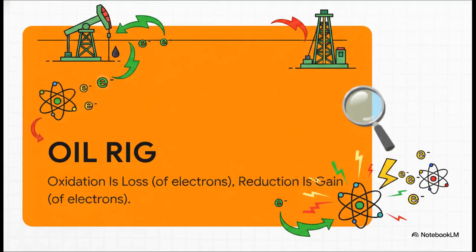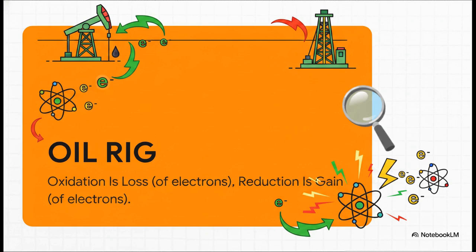So, this first half of our journey is entirely about movement. We're talking about electrons actively jumping from one element to another to create energy. Now, to keep this straight, you really only need to remember one absolutely crucial mnemonic anchor, and that is OIL RIG. Oxidation is loss of electrons, and reduction is gain of electrons. Seriously, whenever you're staring at a redox reaction and starting to feel overwhelmed, just come back to this.